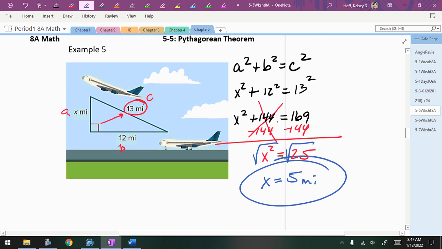Now, if this is 5, does it still stand true that my hypotenuse is the longest? No. 13 is still bigger than 5 and bigger than 12, which is what we want, right? That's what we want. Okay, let's go straight down.